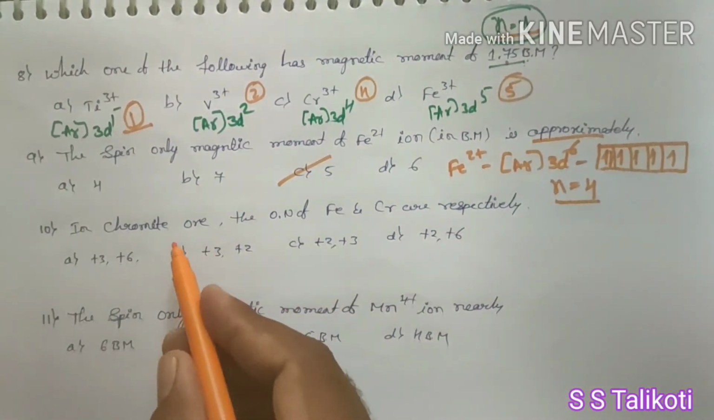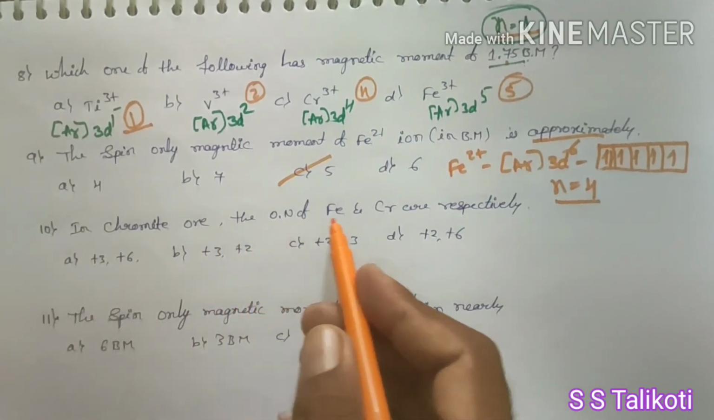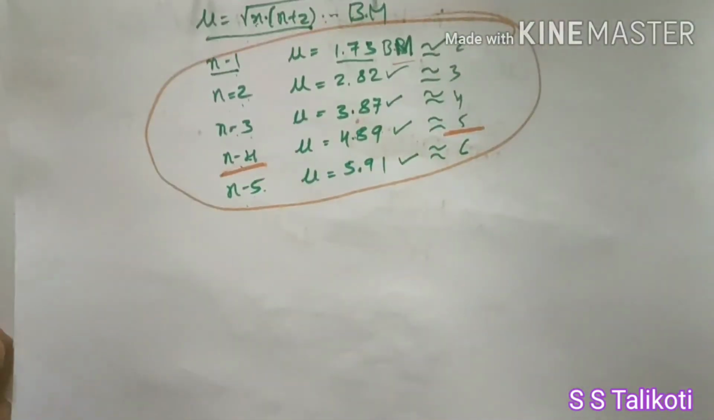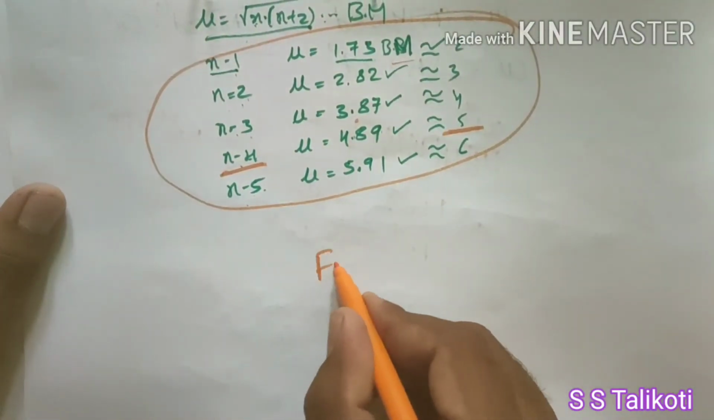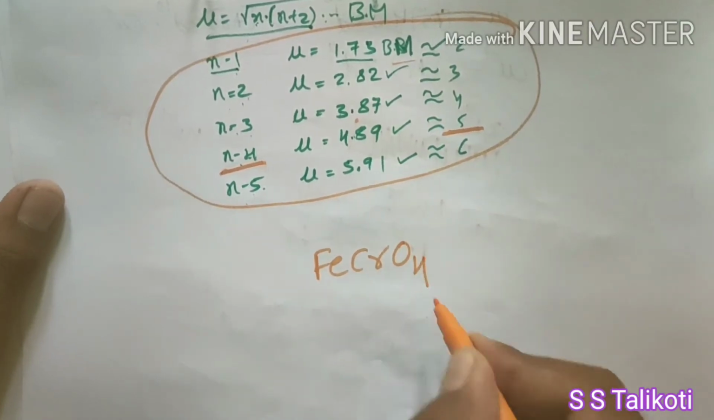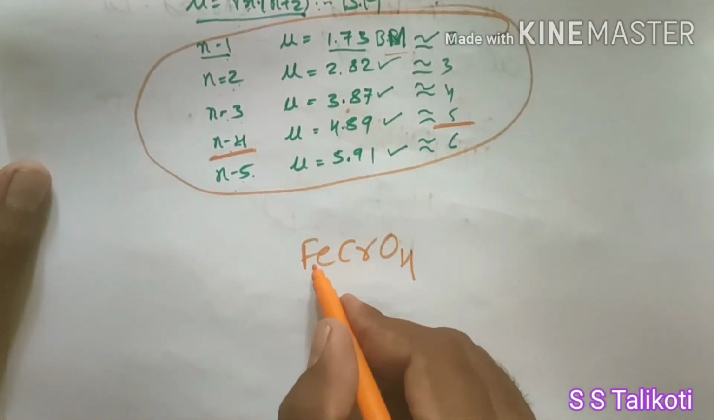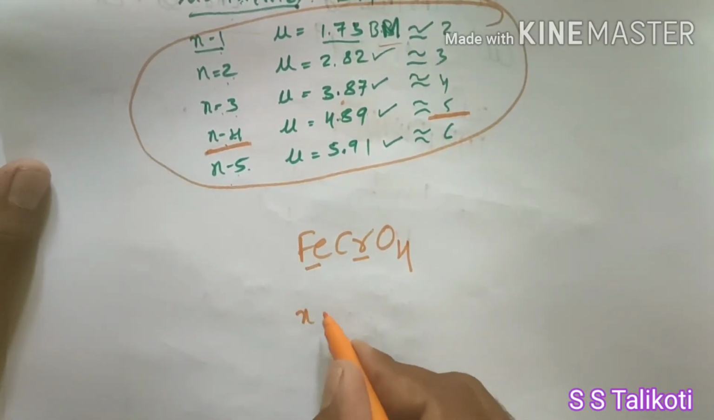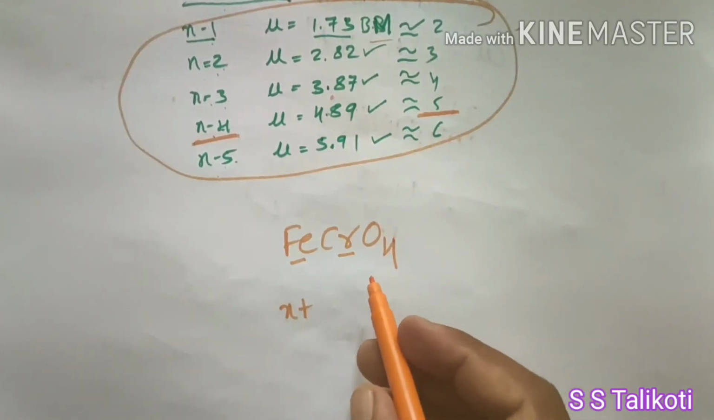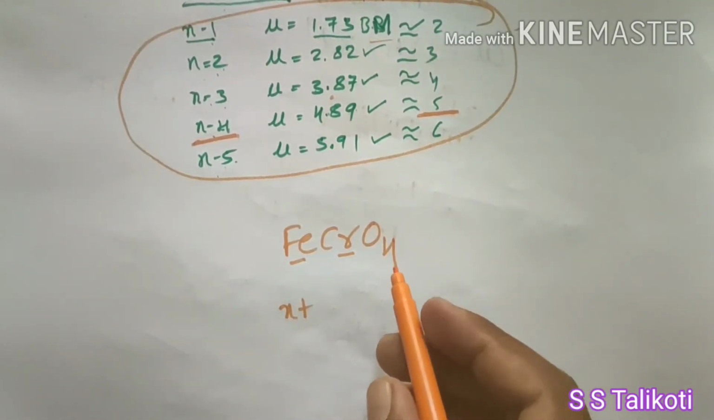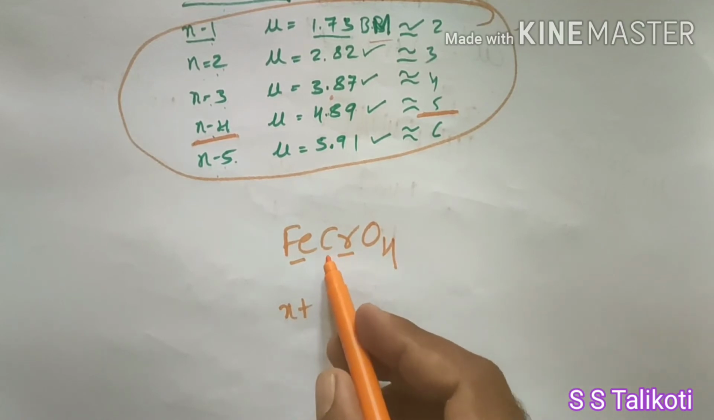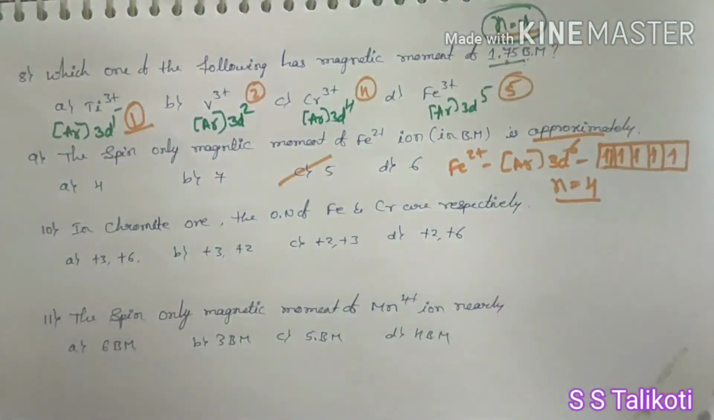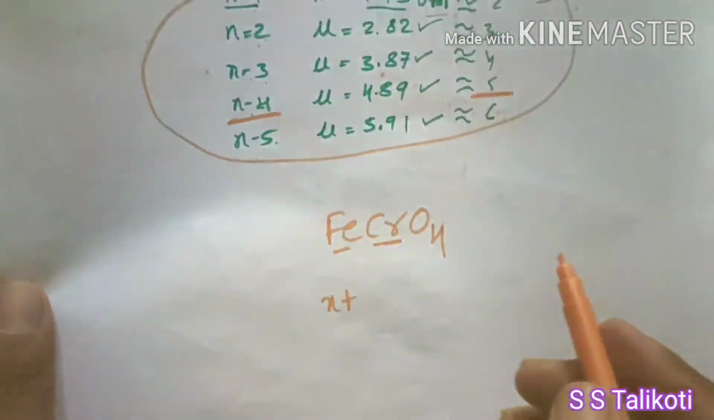Okay. In chromite ore, the oxidation numbers of Fe and Cr are respectively? If you know how to calculate the oxidation number, it is better. What is the chromite ore? FeCrO4. This is our chromite ore. They are asking first for iron, then chromium. First calculate the iron, taking it as X. Then chromium.